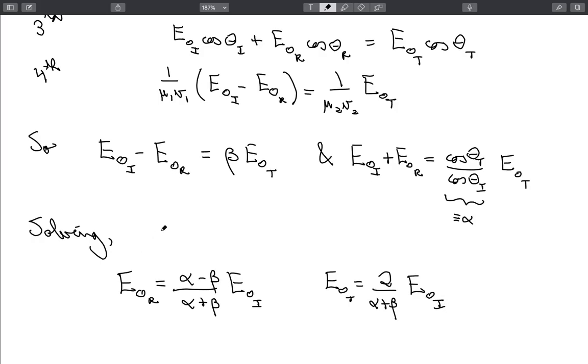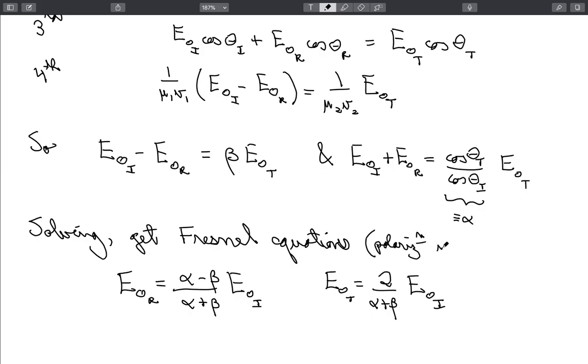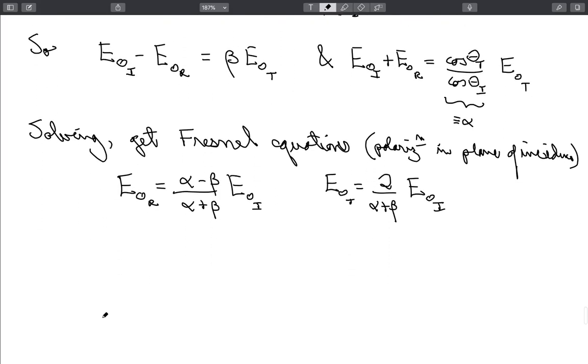Okay, and these are known as the Fresnel equations. And here they're specialized again for the polarization in the plane of incidence. Okay? So these are extremely important.